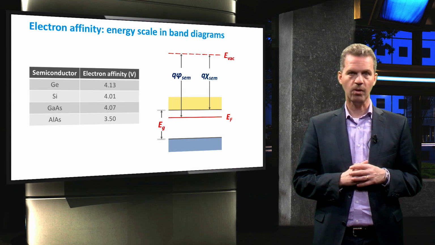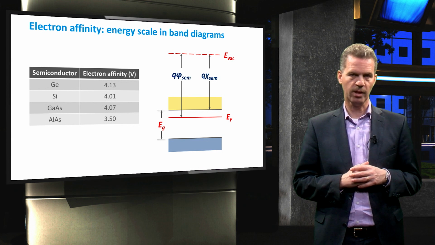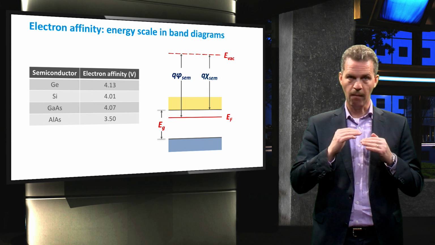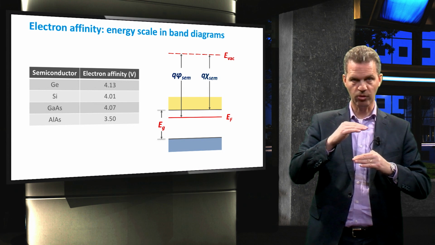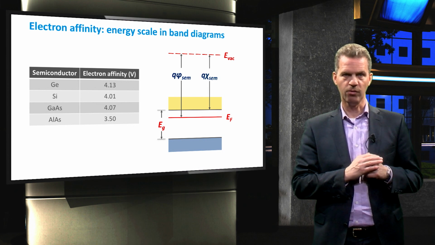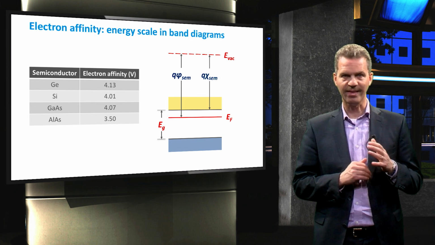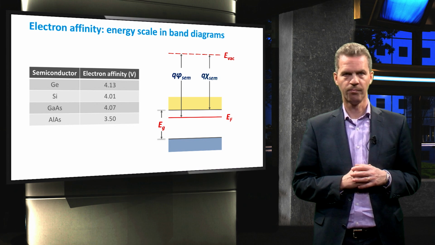Before we finish this video, I would like to spend a few minutes on how the energy differences should be scaled in a band diagram. And I do this by taking into account the band gap of the semiconductor. The band gap is the energy difference between the bottom of the conduction band and the top of the valence band. And for the sake of clarity, I will draw this difference smaller and take silicon as an example.